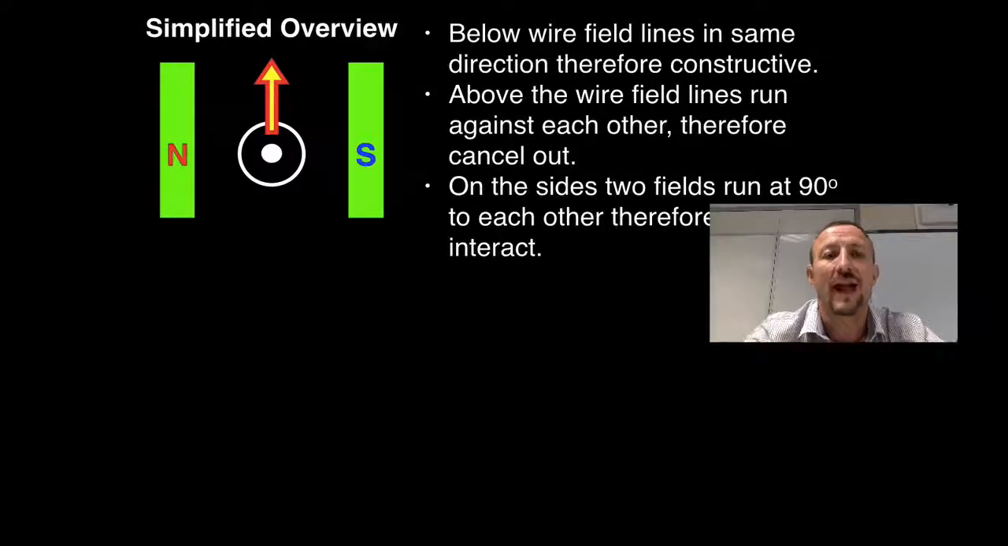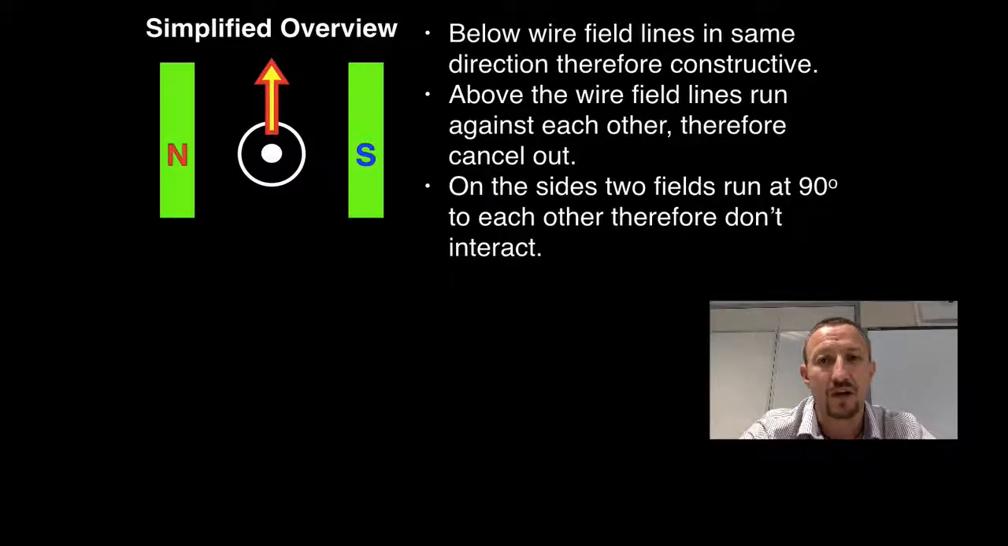Okay, so if we look at a simplified overview, you can see now that we've got the wire coming out of the page. North to south is the direction of the magnetic field, and the result is that the force is pushed upwards. This is due to constructive production of a magnetic field below the wire, diminished or destructive production of field above the wire, and obviously it moves from one place to the other.